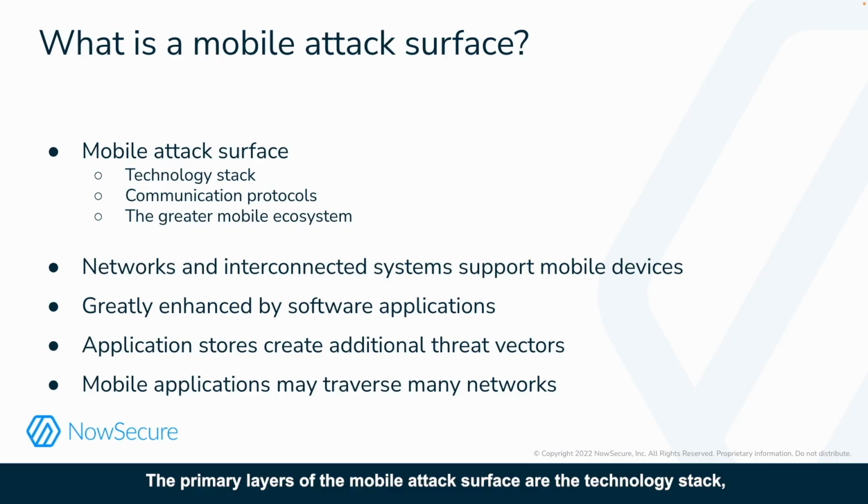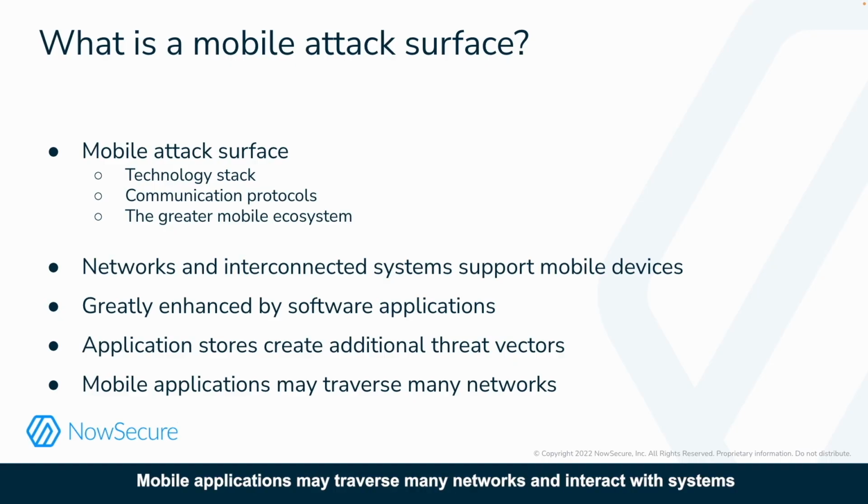The primary layers of the mobile attack surface are the technology stack, communication protocols, and the greater mobile ecosystem. A series of networks and interconnected systems exist to support modern mobile devices. The abilities of mobile devices are greatly enhanced by software applications and their supporting cloud services. Mobile operating systems provide dedicated application stores for end users that offer a convenient means of adding functionality. Application stores can also create additional threat vectors for attackers to distribute malware or other harmful software to end users. This is especially true of third-party application stores not being directly supervised by mobile OS vendors.